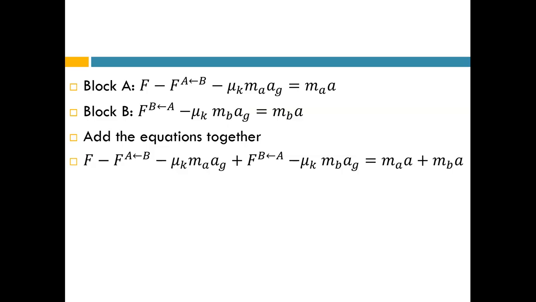Okay? F minus the force on A from B minus the friction on A plus the force on B from A minus the friction on B is equal to the mass of A times the acceleration plus the mass of B times the acceleration. Now the right-hand side actually simplifies pretty well. We bring out the acceleration, and that makes sense. Both objects together have the same acceleration: ma plus mb, or, sorry, ma plus mb times a. There we go.